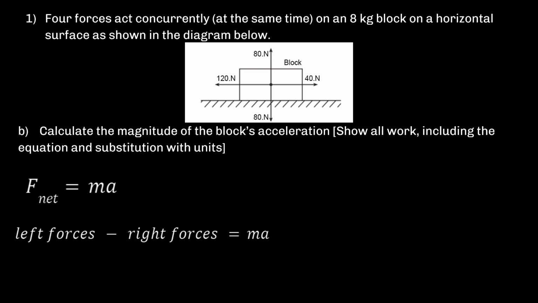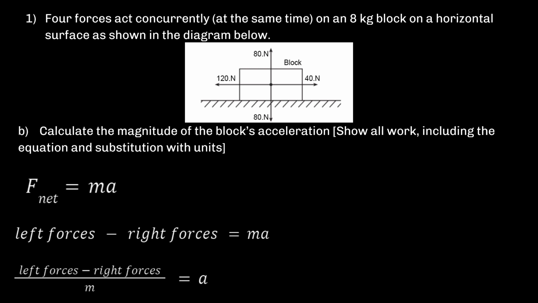Then I actually want to find the acceleration on the right side of the equation that is currently attached to m. Since I want a all by itself on one side of the equation and it's attached to m by multiplication, I'm going to do the opposite operation and divide out m on both sides of the equation, being left with left forces minus right forces over the mass is equal to my acceleration.